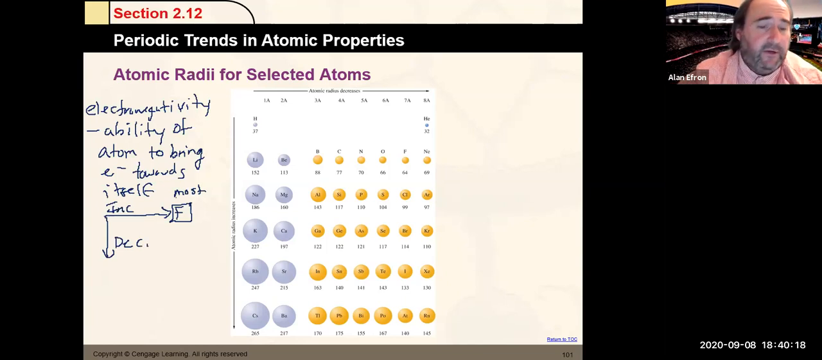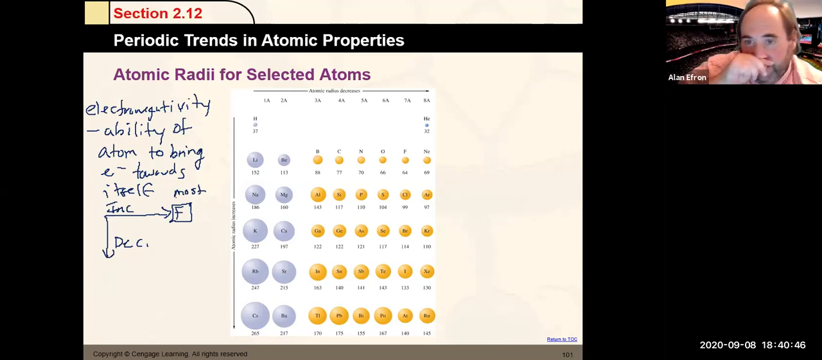So electronegativity and electron affinity, they are different things. Again, electronegativity is the ability of an atom to bring electrons to itself. Electron affinity is the actual change in energy that occurs when an atom gains an electron. So sometimes people kind of mix those two things together. They technically do refer to different things, although it's kind of the same trend.